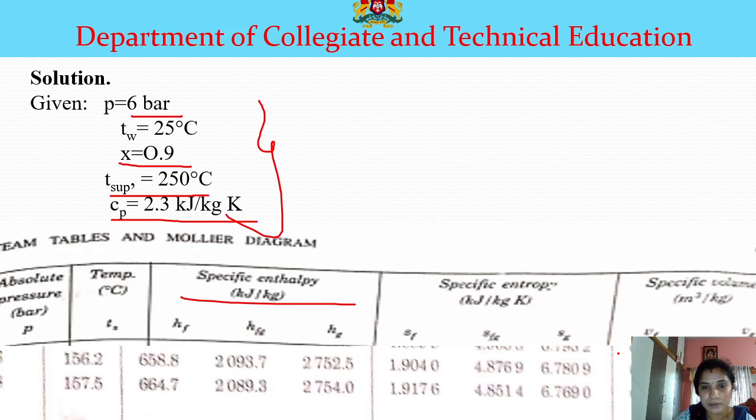For that, this was the initial condition, or this is the data they have given in the problem. From steam table for 6 bar, we are going to find out HF, HFG and HG.